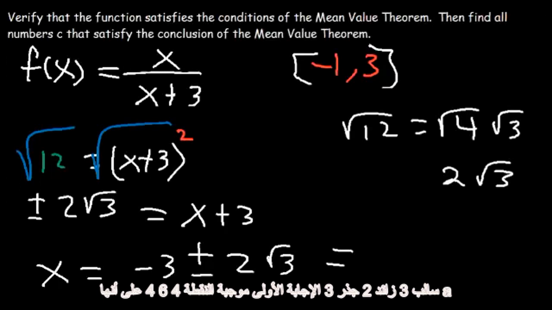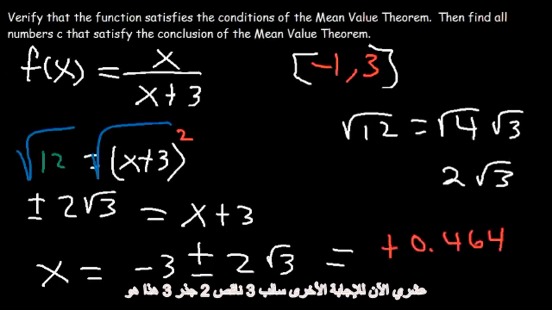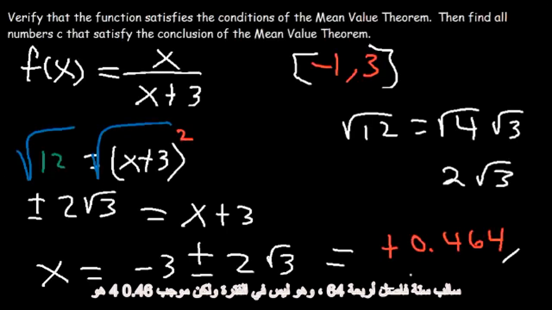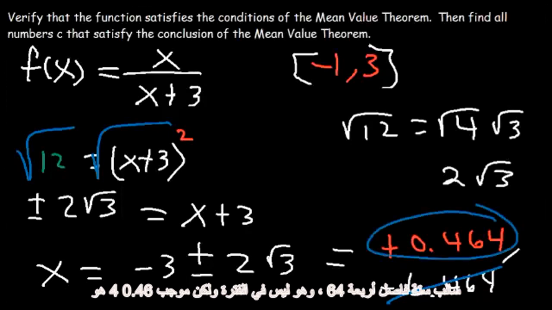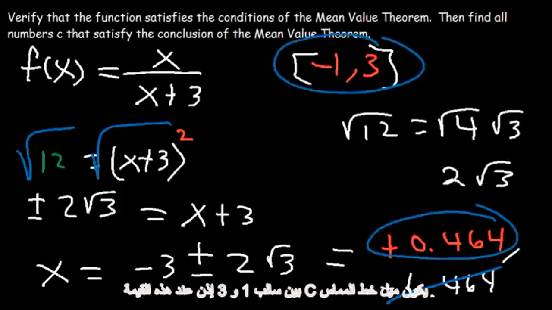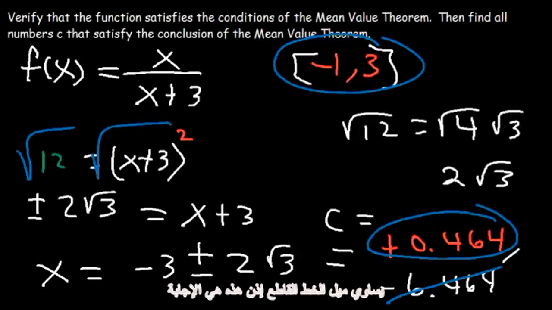The first answer is positive 0.464 as a decimal. Now for the other answer, -3 minus 2 root 3, this is -6.464, which is not in the interval. But positive 0.464 is between -1 and 3. So at this c value, the slope of the tangent line is equal to the slope of the secant line. So this is the answer.